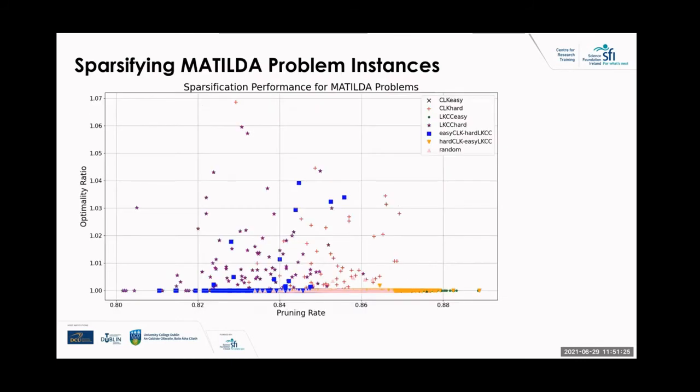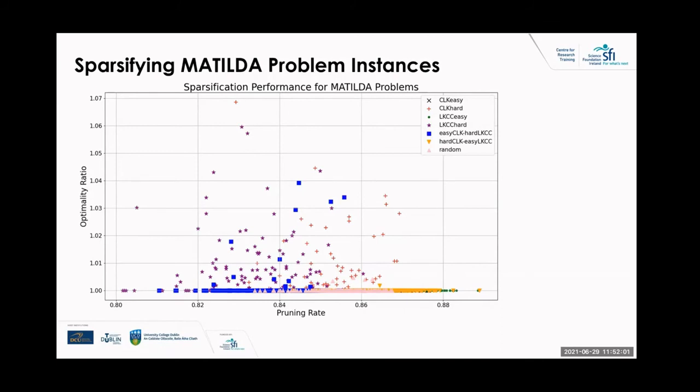So just to give an indication of what the performance looks like for these kind of classifiers, we have a plot here, which on the horizontal axis shows the pruning rate. So this is the number or the fraction of the edges that are removed from our graphs. And on the vertical axis, we have the optimality ratio. So this gives us an indication of how the optimal solution compares to the optimal solution in the original problem instance. So for the pruning rate, a value of 0.84 would indicate that we prune 84% of the edges away from the graph, leaving only 16% of the variables that were in the original problem in the pruned instance.